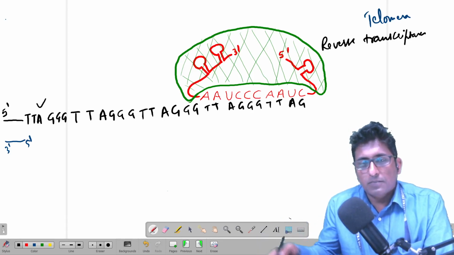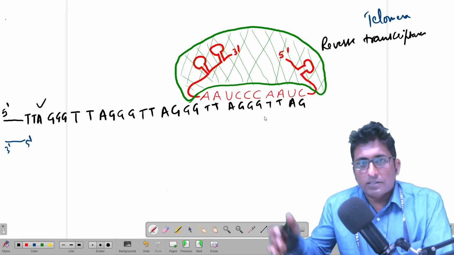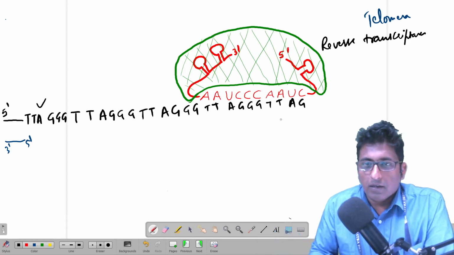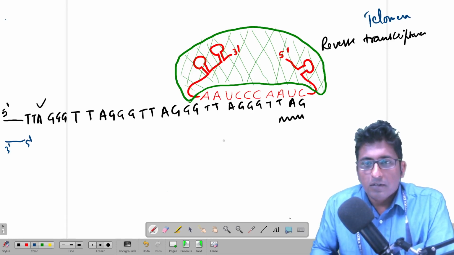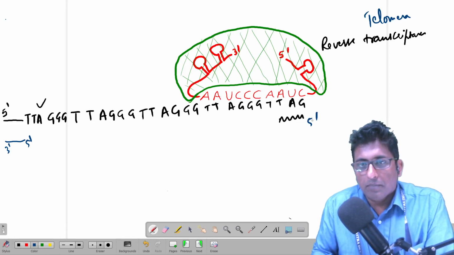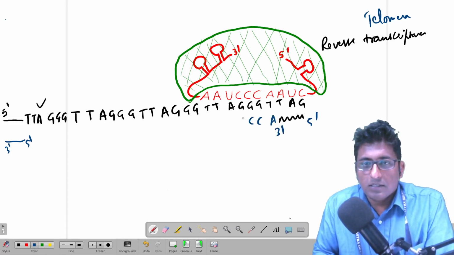Okay, this way it keeps going on. So once it has reached several hundred of it, RNA primer may come, the primase may come, and then it would synthesize a small primer. Assume this is a primer, and then because this is the 5 prime and here is 3 prime, now the bottom strand or the complementary strand will be synthesized this way.